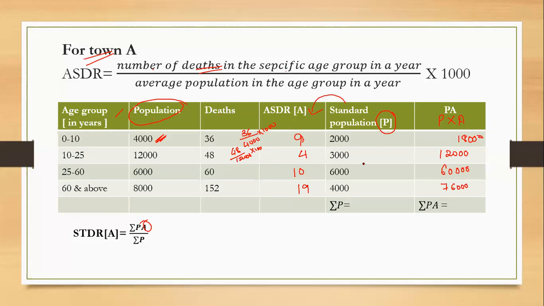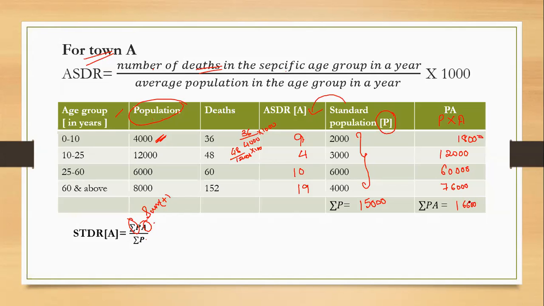Now what you have to do? Now we need summation PA and summation P. What do we mean by summation? It is the sum, that means you have to add all those things. So for summation P, find the total of this. 6 plus 4 plus 3 plus 2, it is 15,000. That is summation P. Now find the total of PA. Summation PA is 1,66,000.